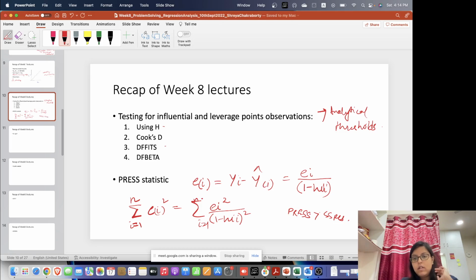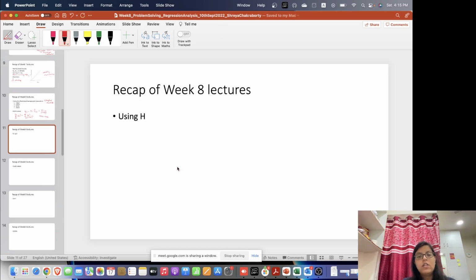Okay, so we'll also review each of the following tests in this order. The first thing that we learned was how to test for an influential observation or a leverage point using the hat matrix.